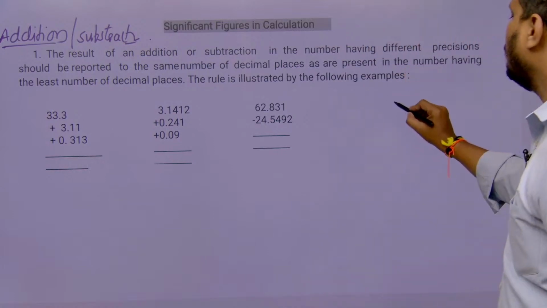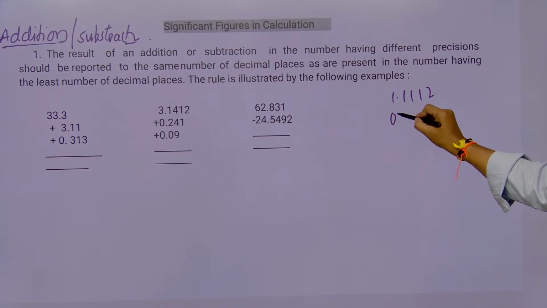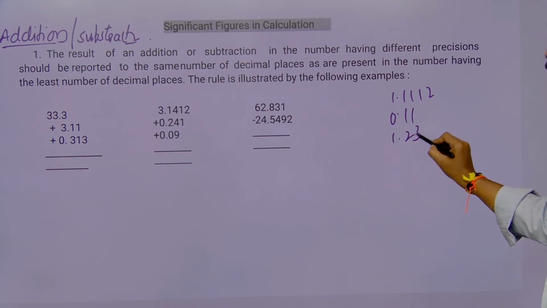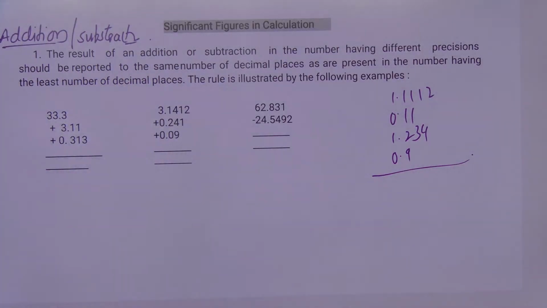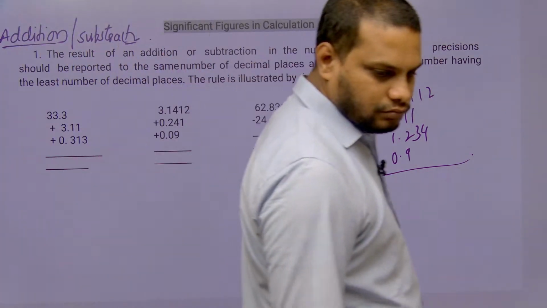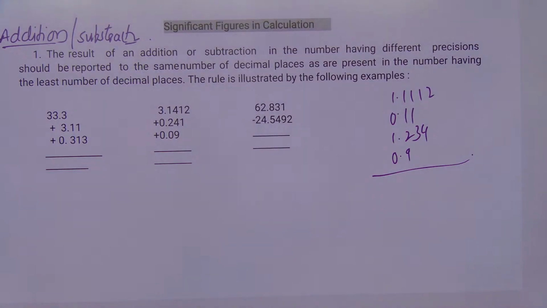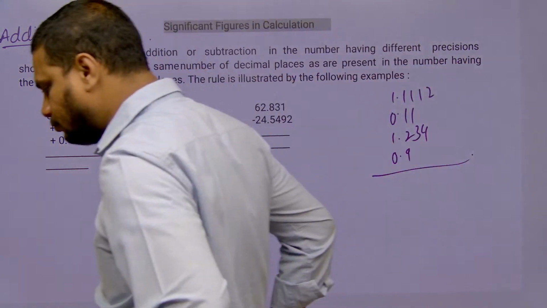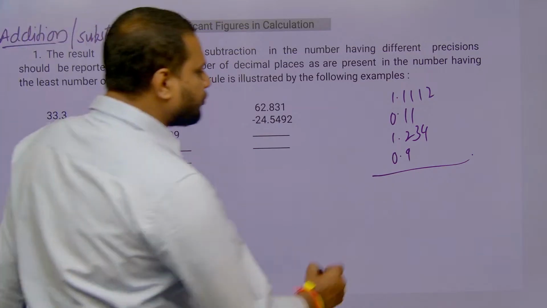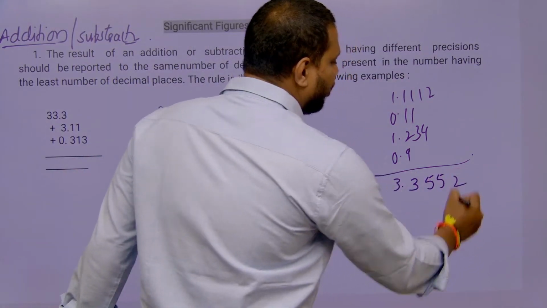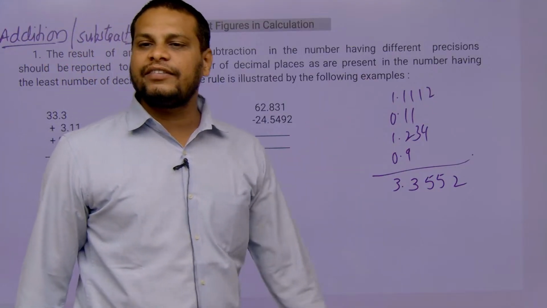Suppose I give you one example. 1.1112, I will take 0.11, 1.234 and 0.9. Now add all the numbers and tell me what is the value. 3.3552, right? Now see, in the given data, who has the least decimals?